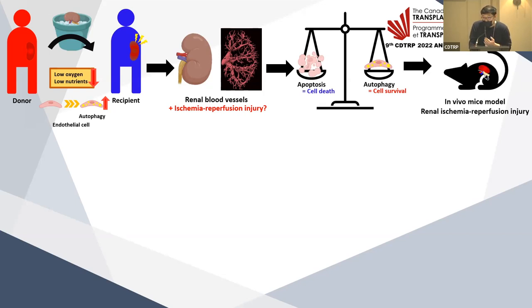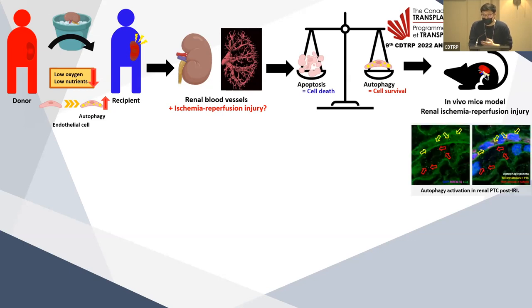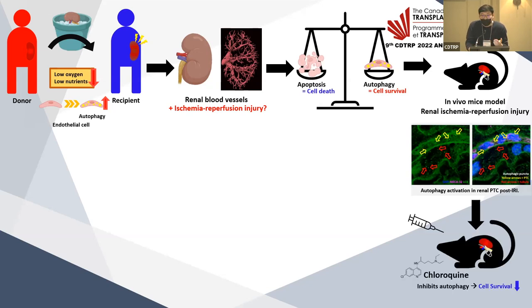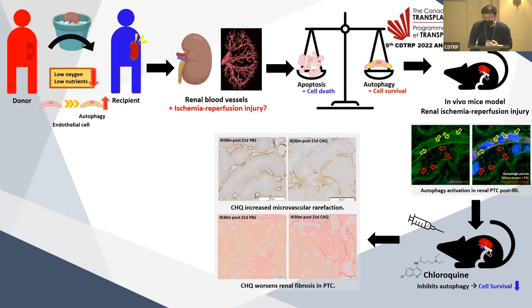In this study, we used a mouse renal ischemia-reperfusion injury model. Firstly, we assessed the autophagy activation in renal peritubular capillary post-ischemia-reperfusion injury. As you see here, autophagy is activated in the renal peritubular capillary post-ischemia-reperfusion injury. After that, we injected chloroquine as an autophagy inhibitor. As you see here, chloroquine increased microvascular leakage, and it worsened renal fibrosis in peritubular capillaries.